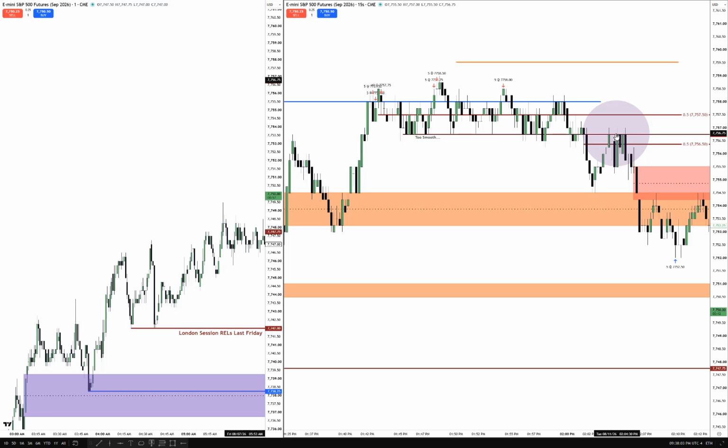More professionals trade S&P than the NASDAQ simply because it's much cleaner in terms of its price action. But unfortunately, that comes with a cost. It's a little bit slower. Okay, and that slower pace may be exactly what you're looking for.